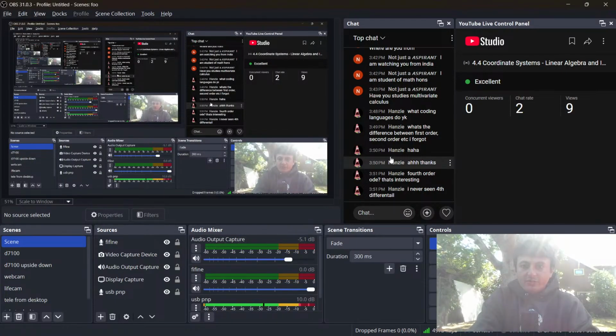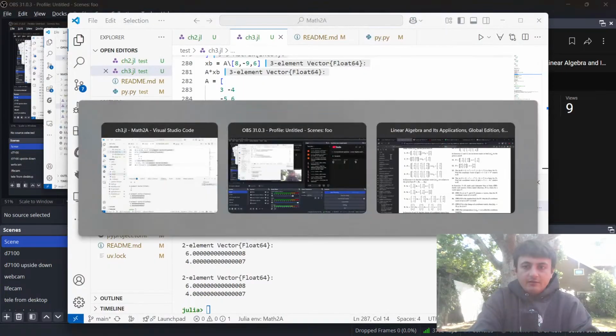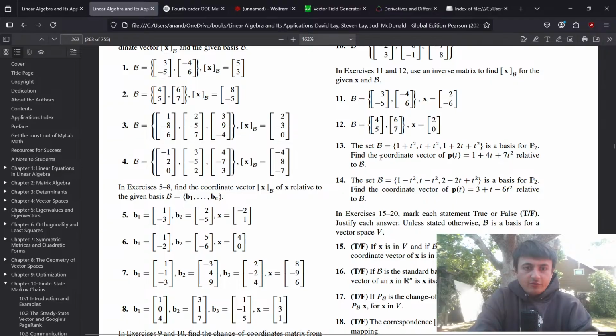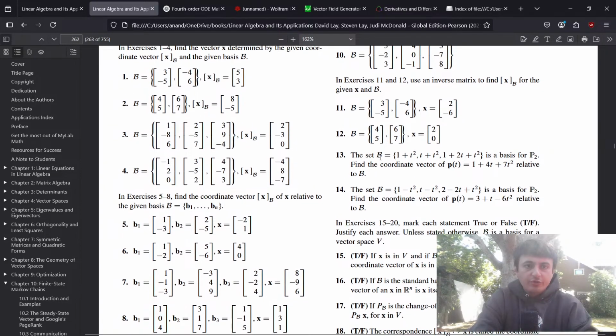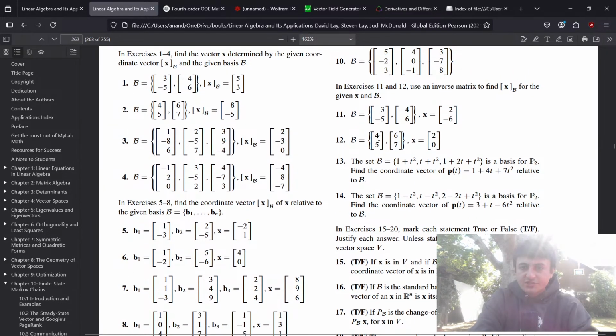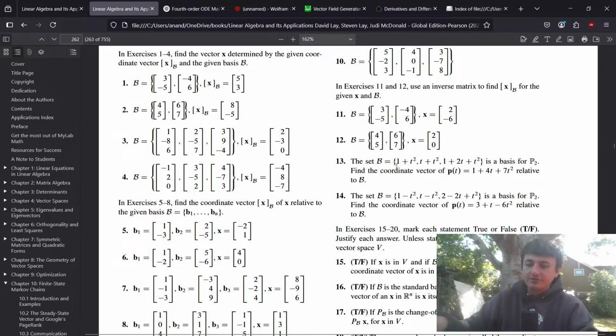I've never seen a fourth. Where are you seeing that? I've never seen fourth order. Oh yeah, you can do as many orders as you want. I've never seen it in real life, but you can do 30. You can do 1,000.